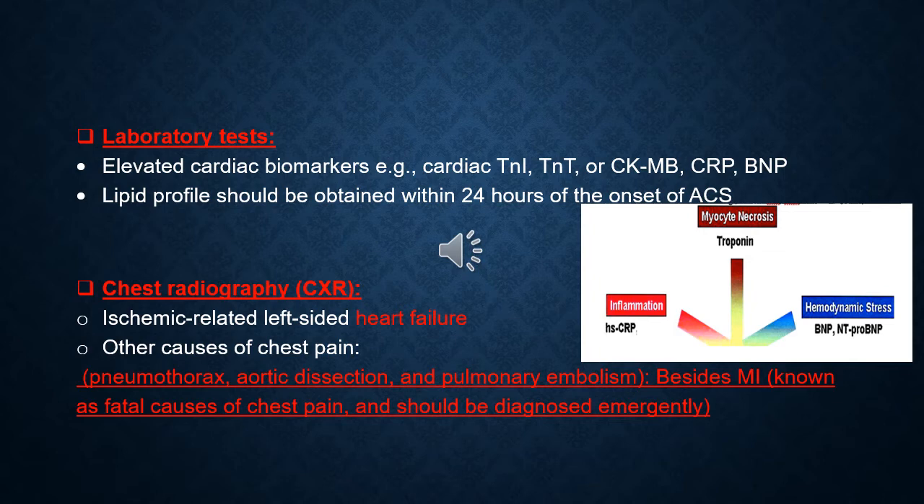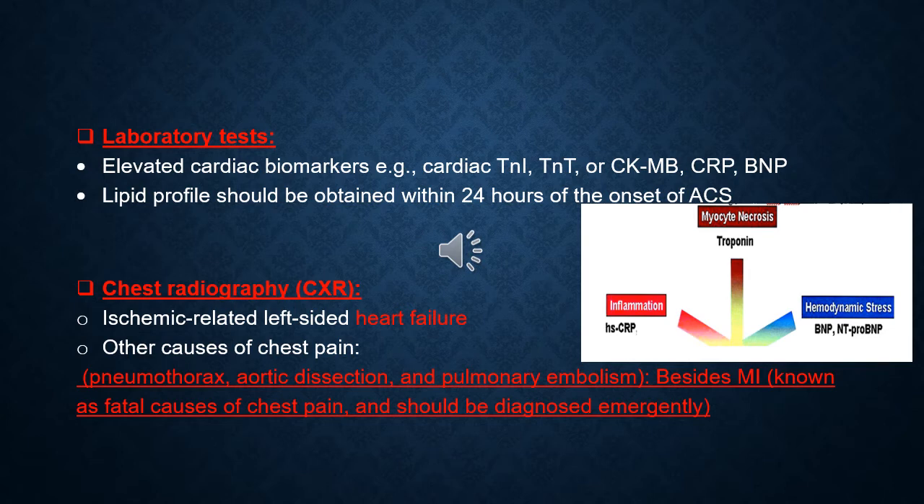he has unstable angina if he has typical ischemic chest pain, and we have to collect the blood samples repetitively at 6 and 12 hours to exclude progressing myocardial infarction. About the chest X-ray, it can reveal findings related to heart failure like cardiomegaly or increased pulmonary vascular markings with cephalization, and also can exclude other causes of chest pain like pneumothorax, aortic dissection, and pulmonary embolism.